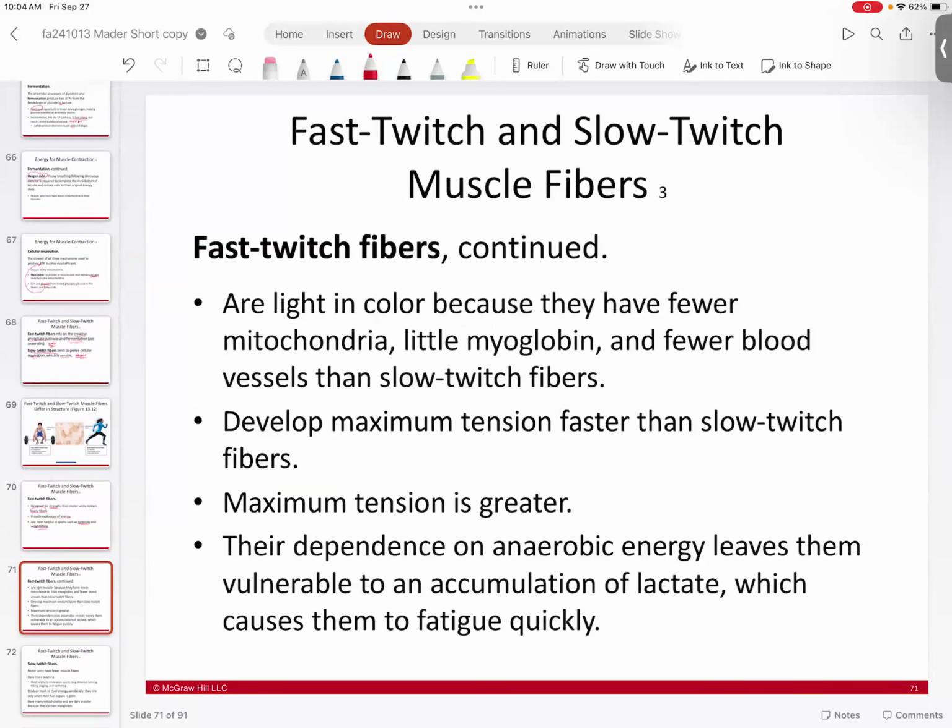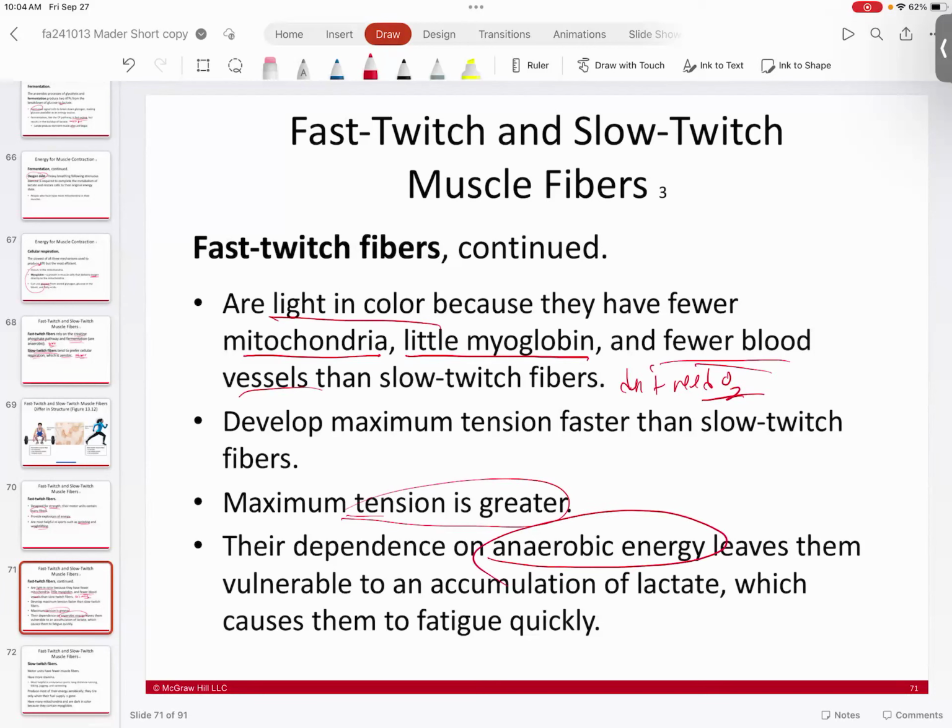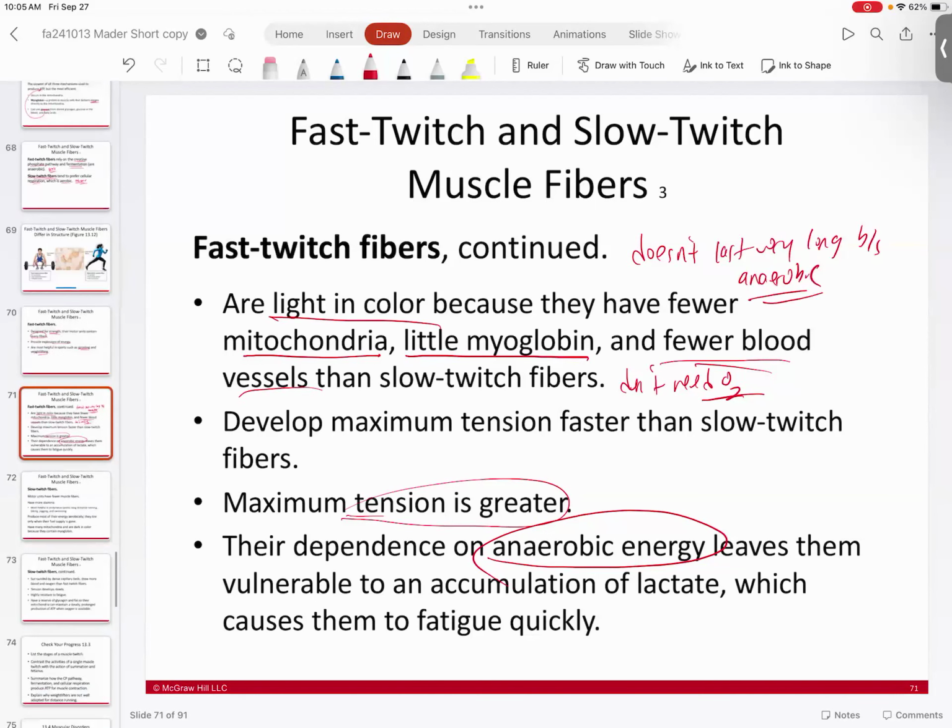They typically tend to be fairly light in color because they have fewer mitochondria. They have very little myoglobin. They don't need it. It's basically all anaerobic respiration. And they have fewer blood vessels. Why? Because they don't need the oxygen, because they're doing it anaerobically. So they develop max tension faster. They go there very quickly, and the tension tends to be much greater. But the reliance is on anaerobic energy, so you can't maintain it for very long. That's because it's anaerobic and they deplete very quickly.